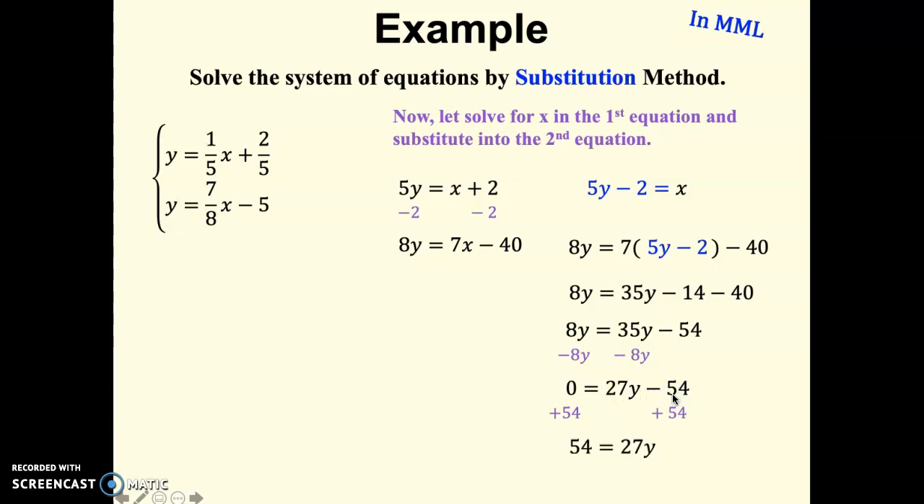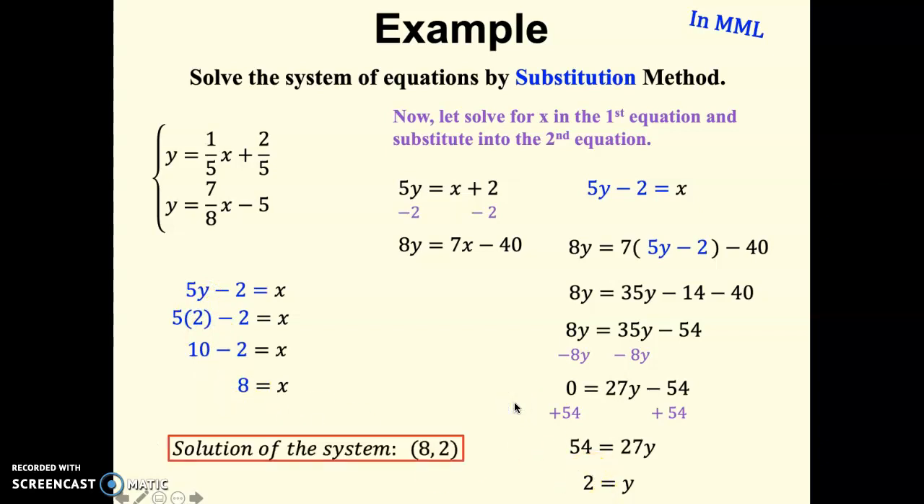Divide both sides by 27. I get y equals 2. Now that I know that y equals 2, I can plug that back into this equation here and solve for x. So let's plug in a 2 right there. 10 subtract 2 is 8. My x is 8, my y is 2. I would substitute those two coordinates back into both equations to check to make sure it's true.